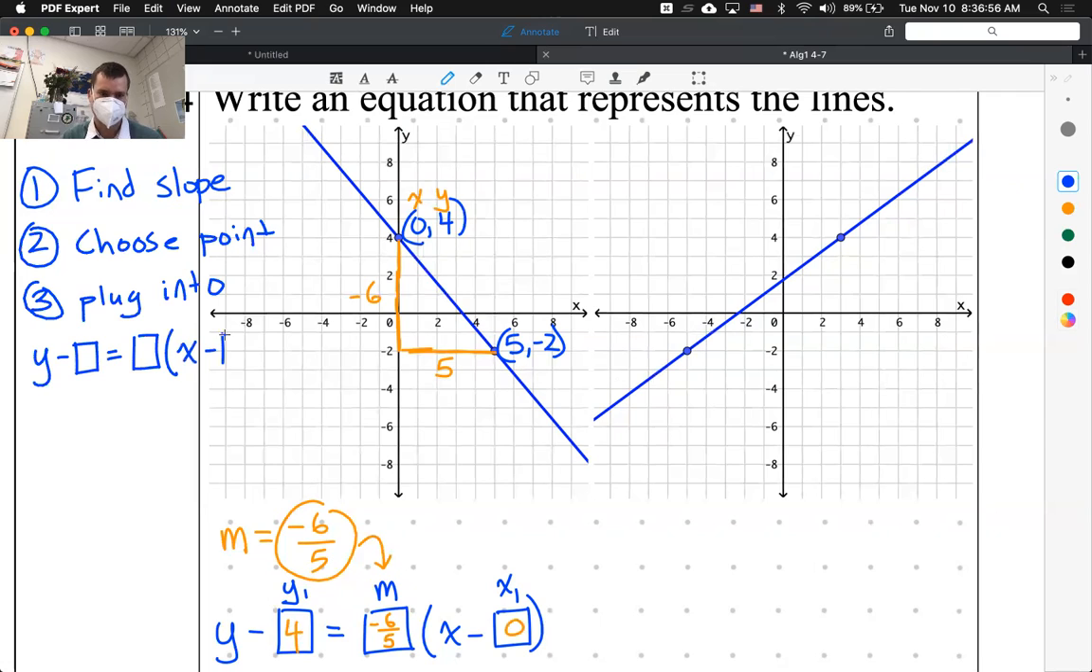You have to plug it in correctly. This is the x coordinate, and that's the y coordinate, and that's the m. You can say y1, x1, so you don't get those confused. Those are your 3 steps over and over and over again for these types of problems. You'll always get them right.